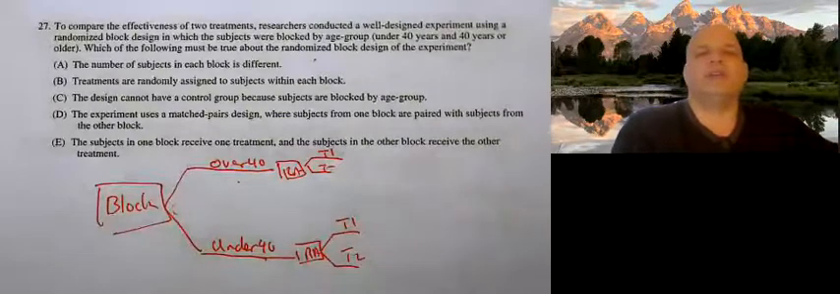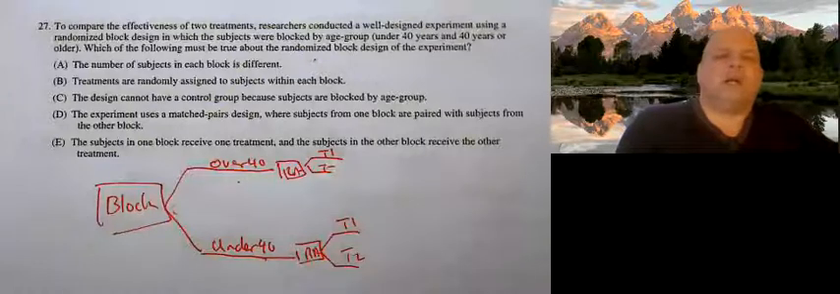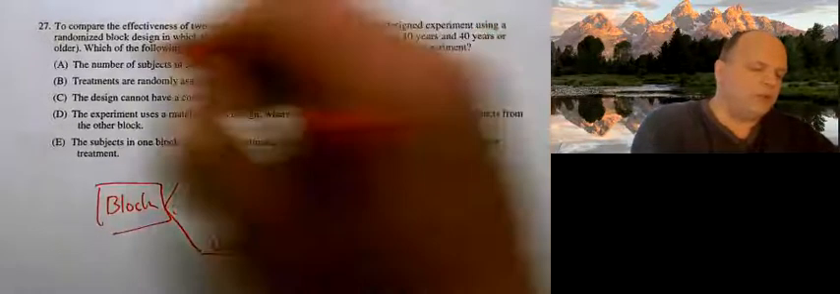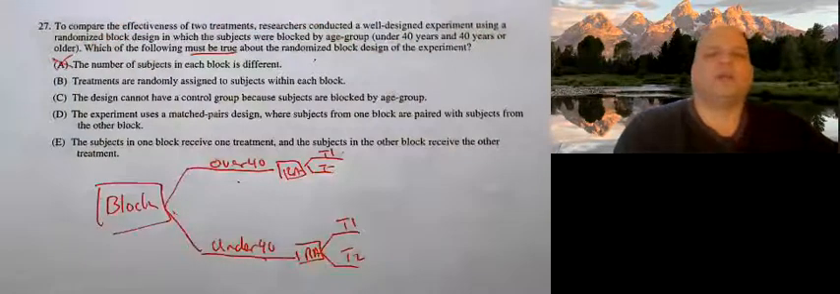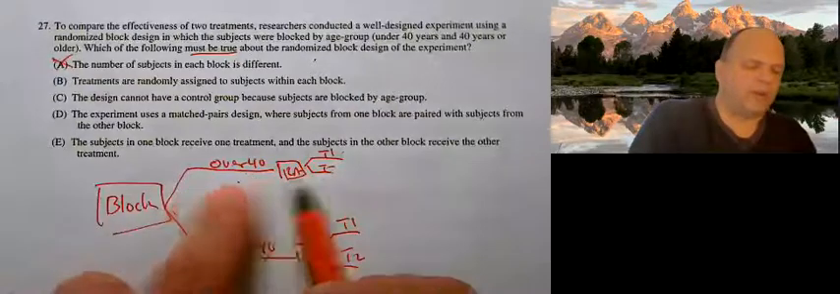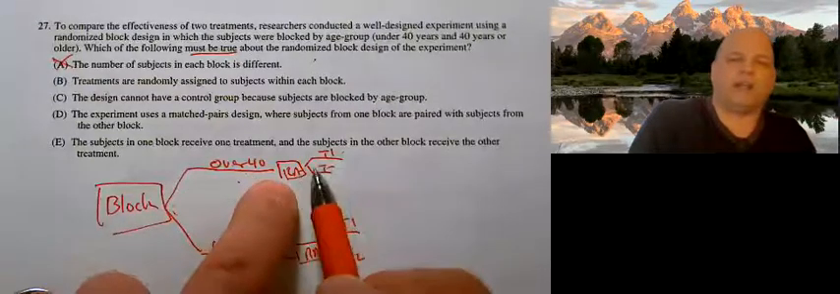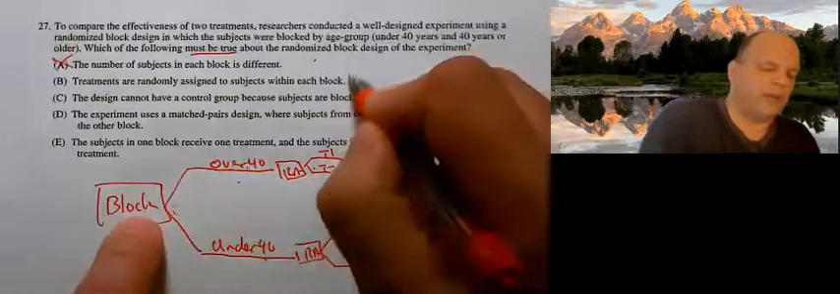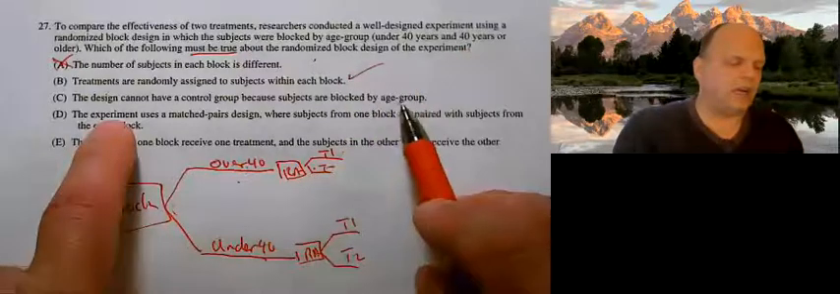The number of subjects in each block is different. That may or may not be true. Which of the following must be true? And this is a must be true. This may or may not be the case. Treatments are randomly assigned to subjects within the block. Yeah, we definitely randomly assign treatments within the block. That looks good. The design cannot have a control group.